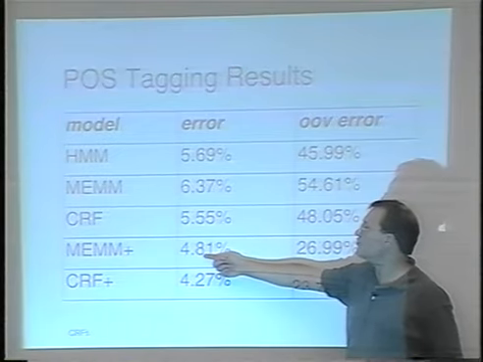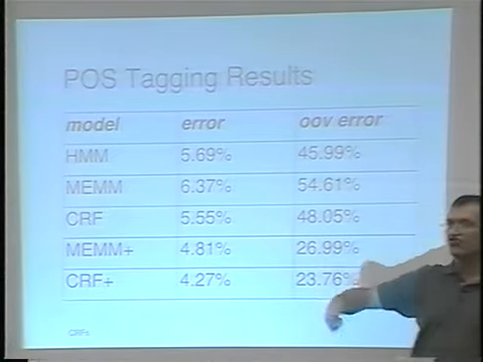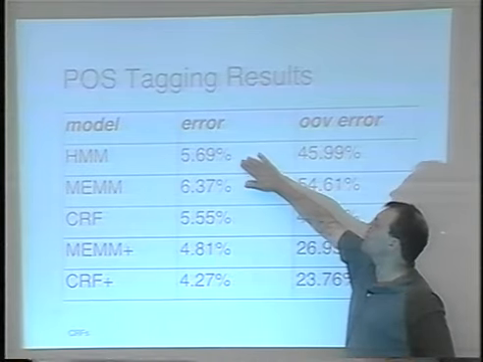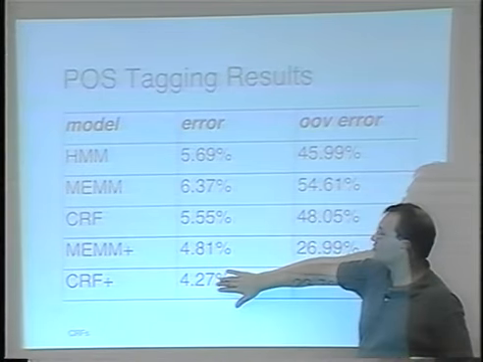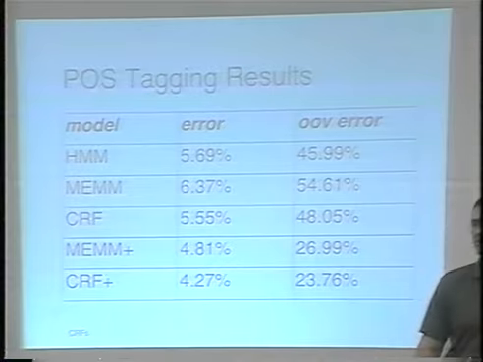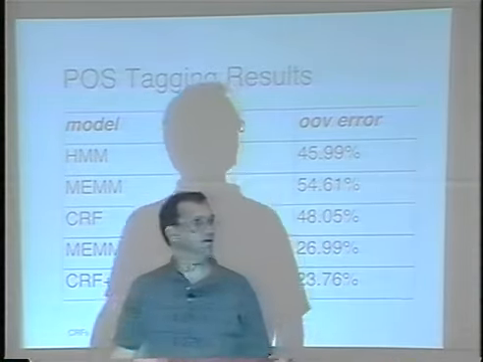Now, if I throw in a bunch of features, like spelling features, like ing and so on, of course both of these models are going to do better. But again, the conditional random field does substantially better than the MEMM, as you might expect. But it's nice. The probability of all the vocabulary?